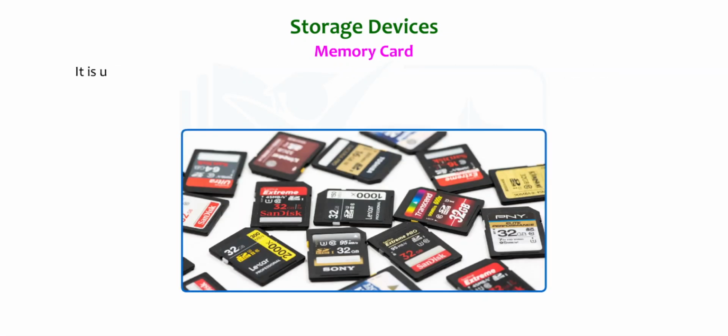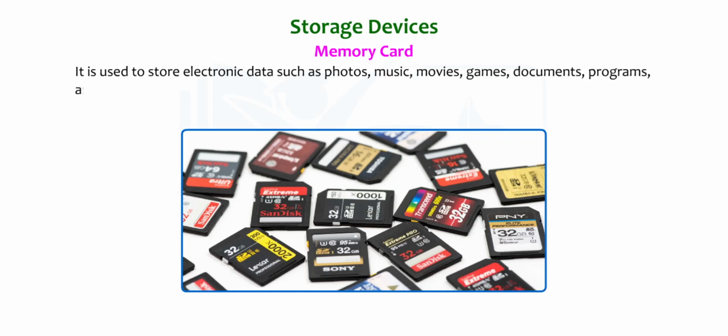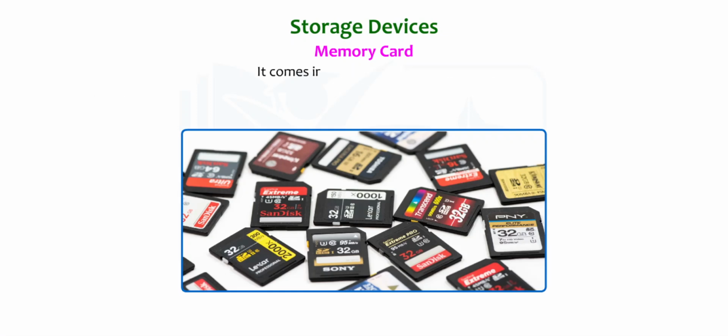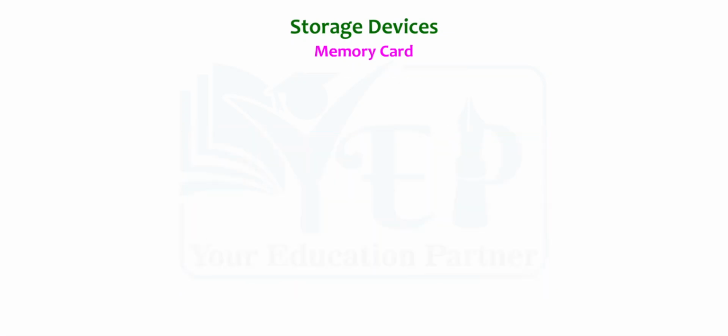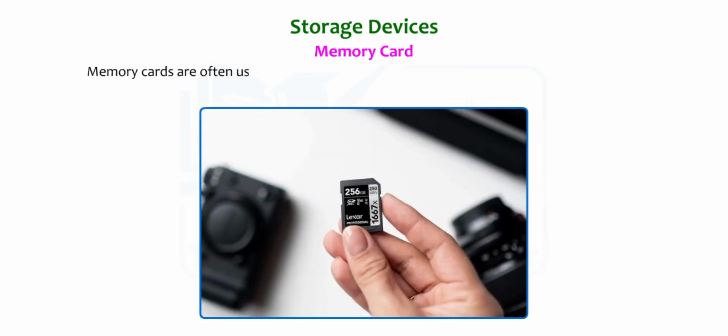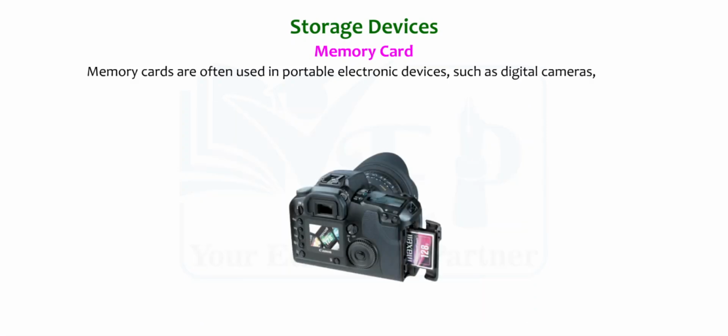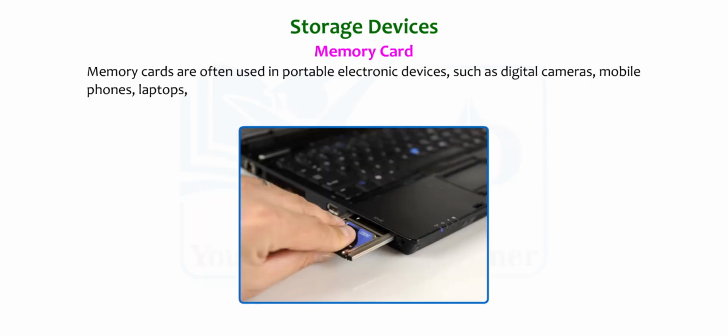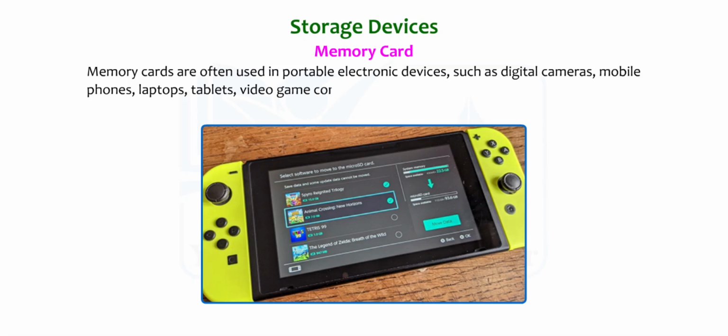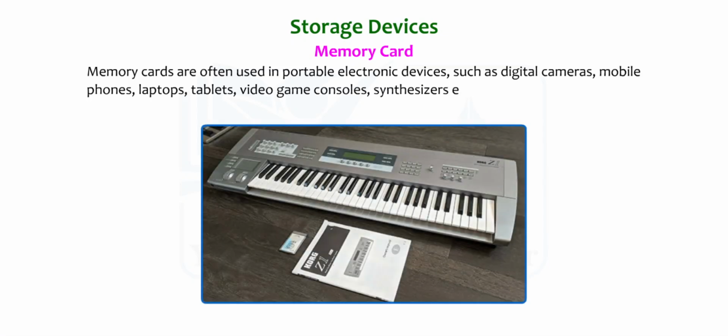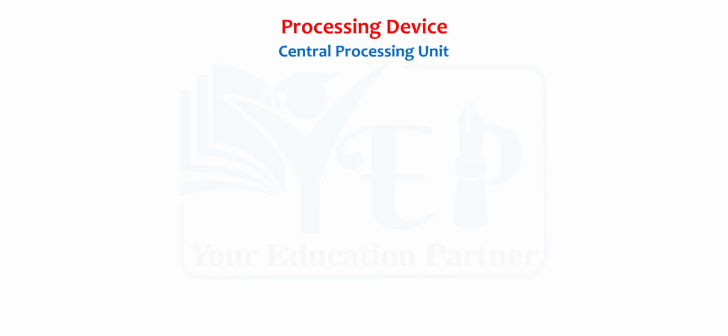Memory card. It is used to store electronic data such as photos, music, movies, games, documents, programs, and more. It comes in varied storage capacity. Memory cards are often used in portable electronic devices such as digital cameras, mobile phones, laptops, tablets, video game consoles, synthesizers, etc.